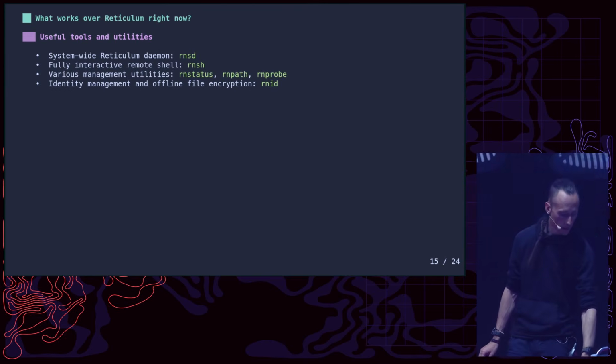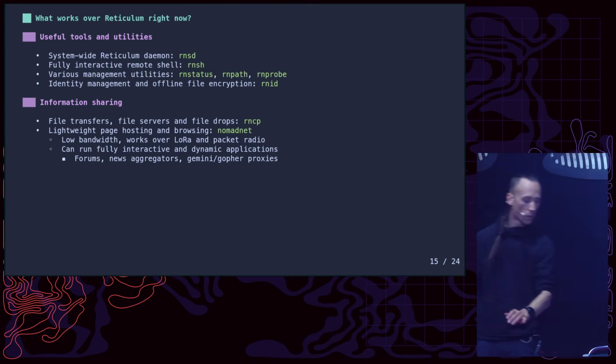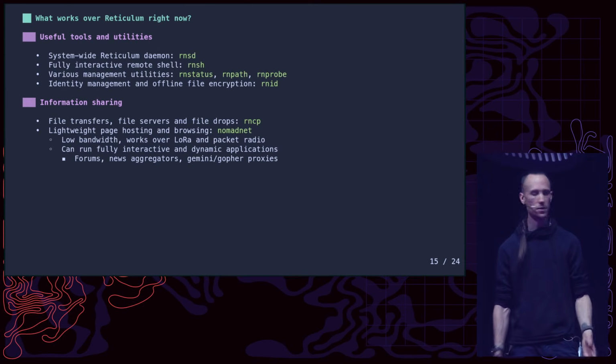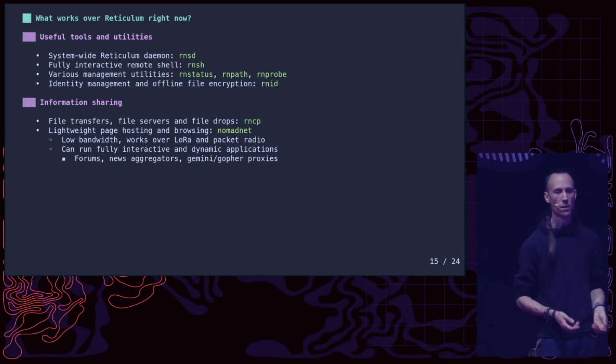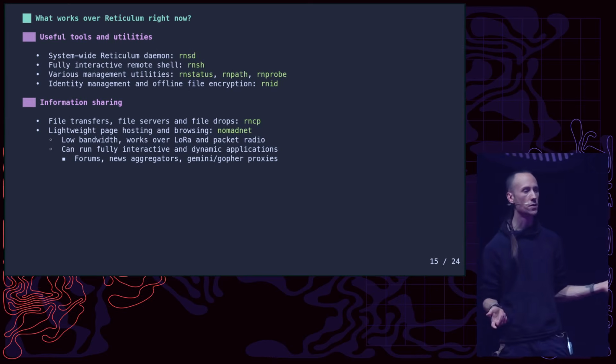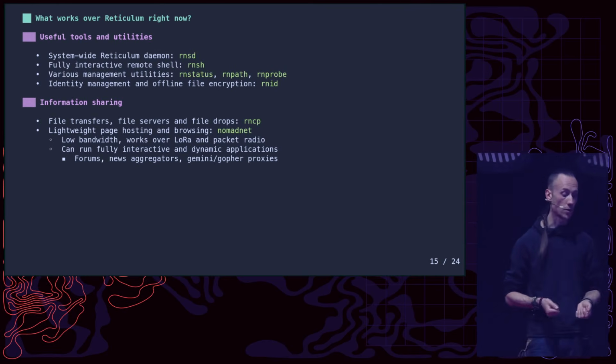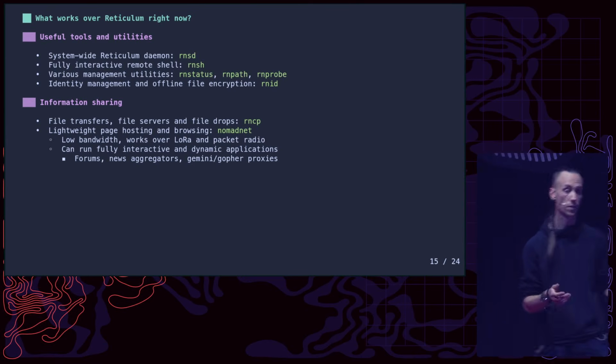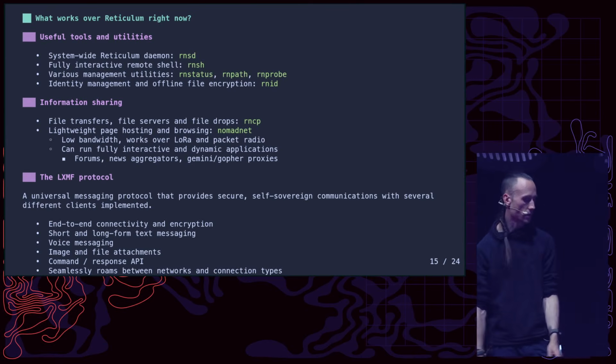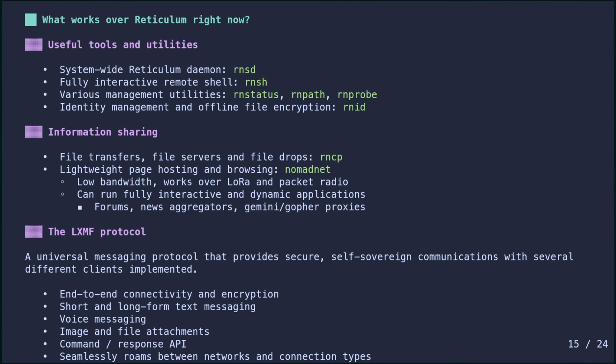And we have identity management and encryption utilities for offline handling as well. We also have basic tools for information sharing, such as file transfers, file servers, and file drops. We have applications that allow hosting simple, low bandwidth pages that can be dynamic applications, such as forums, news aggregators, and proxies to other systems. And very interestingly, a universal messaging protocol called LXMF that provides both short-form and long-form messaging in a completely self-sovereign and secure manner with several different user-facing clients implemented. And it's also very easy to hack this protocol and just write your own implementations or bots or services or whatever you want.